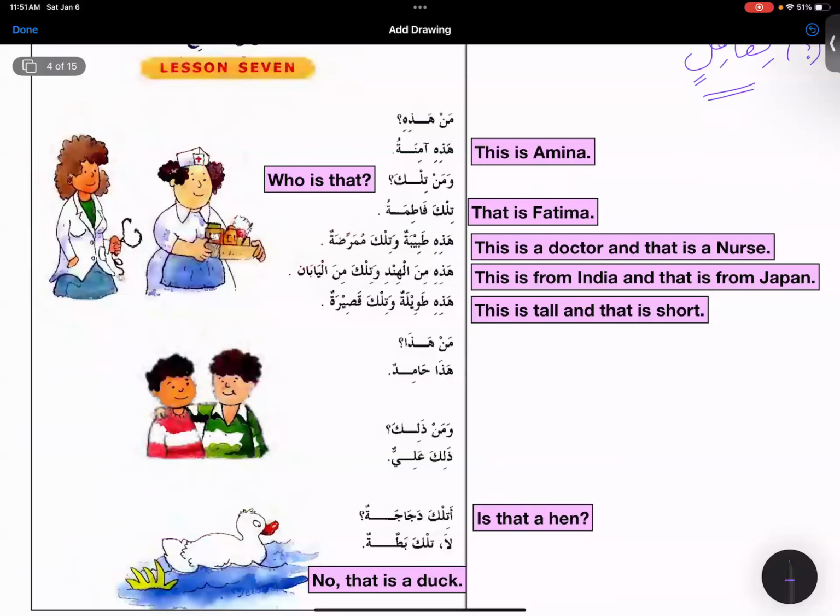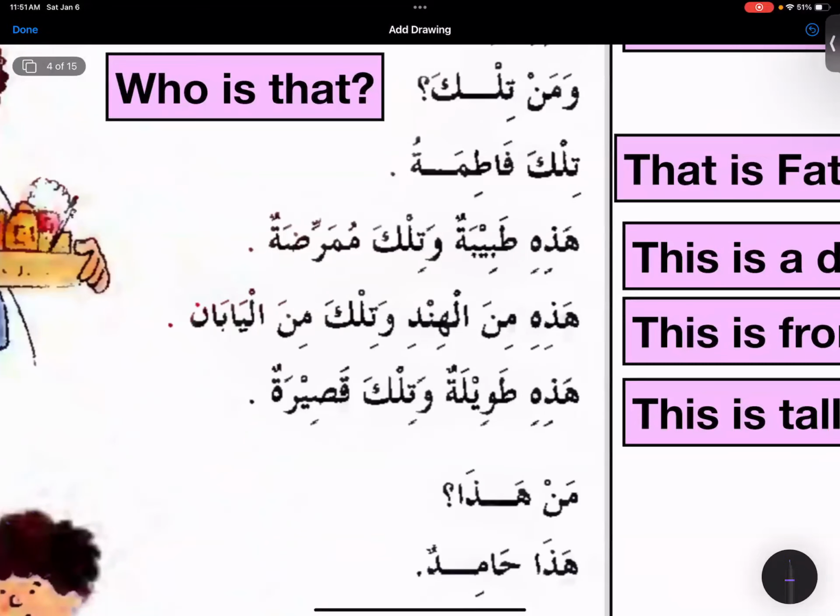Mumarridatun. Okay, so this one has kasra over here. This is, she is, or you can say this is, right? But you know that we are talking about she. She is a doctor, but it's like this and that. So this is a doctor and that is a nurse. Nurse, very good. So mumarridatun.